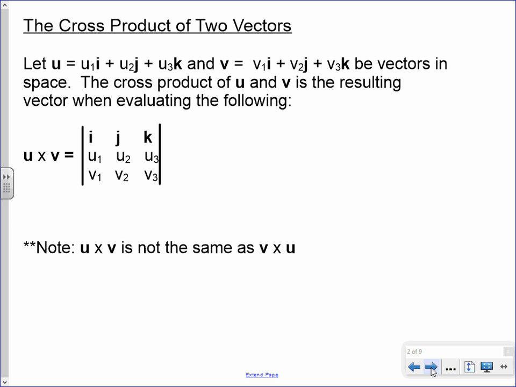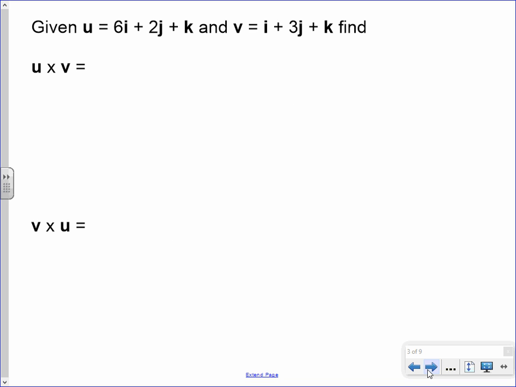Okay? This is one case where the form using i, j and k is beneficial. We cannot do the cross product without the i, j and k. So I know some of you find it kind of annoying that we have two different forms and you don't see the point of it. Well, here is one reason why we have the i, j and k. All right? So go ahead and write down that u is 6i plus 2j plus k, and v is i plus 3j plus k.